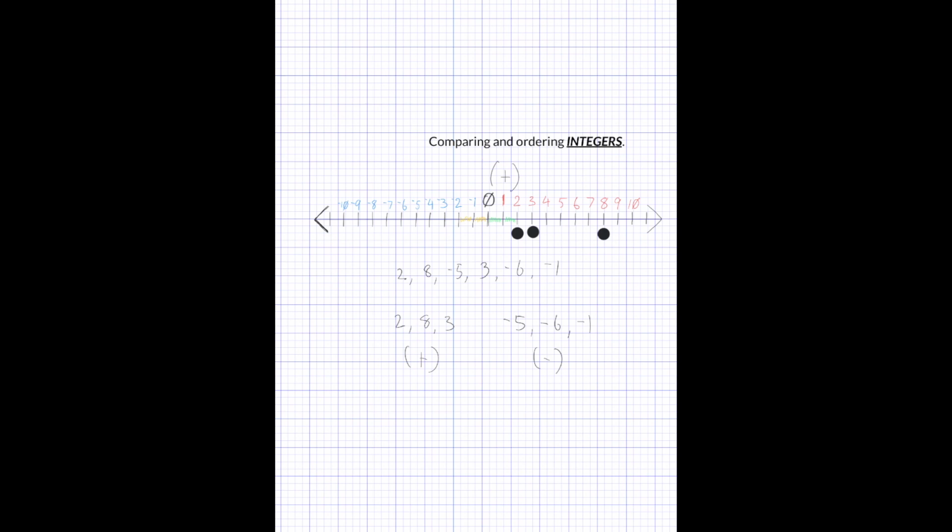Now, going on to my negatives, I'm going to go -5. Again, I'm still going to start from 0, but instead of going to the right, I'm actually going to start to go to the left. So from 0, -1, -2, so on, -5, right there. My next one's -6. So again, I'm going to start from 0, and 1 jump down is -1. And there we have it.